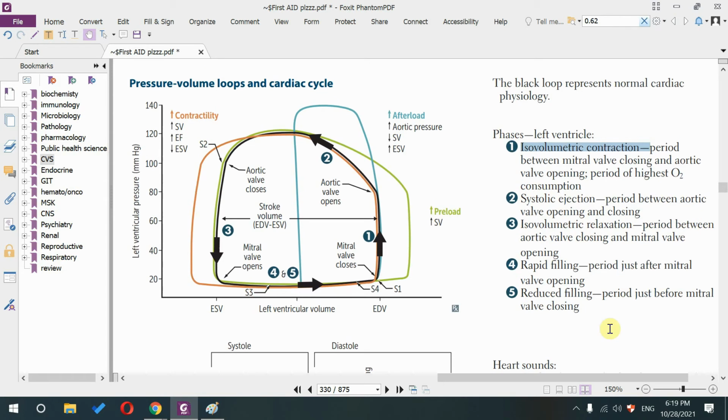Okay, so now before telling you about the lower portion here, I want you to know the following. This is the end diastolic volume at this area. This is the end systolic volume.